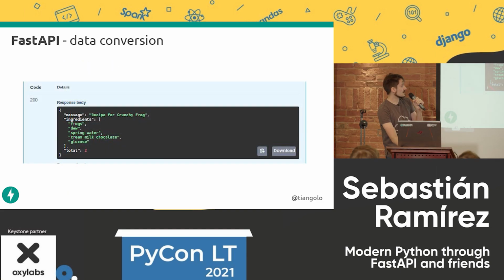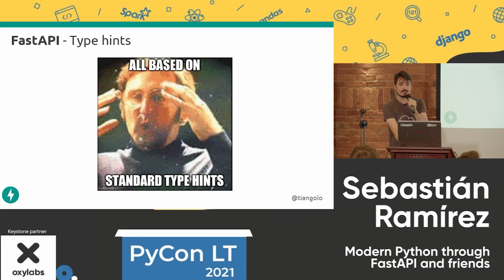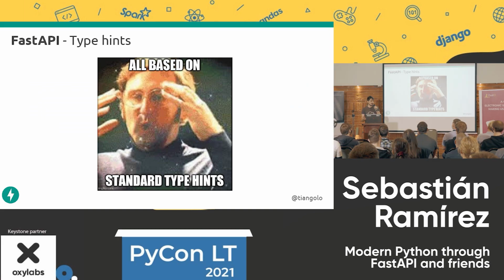So in the response, this is a JSON integer, this is not a string, so we are actually getting an integer as we declare it. And this is all based on the standard type hints. We don't have to learn a new type of interface, new classes, new types. We don't have to do anything else to get all that based on type hints.